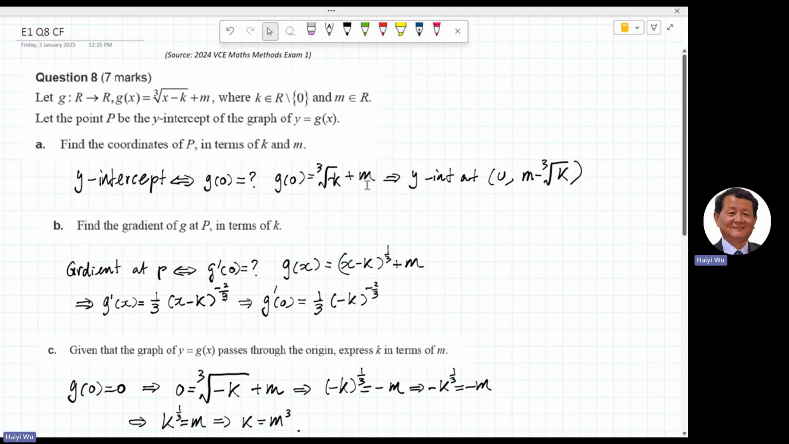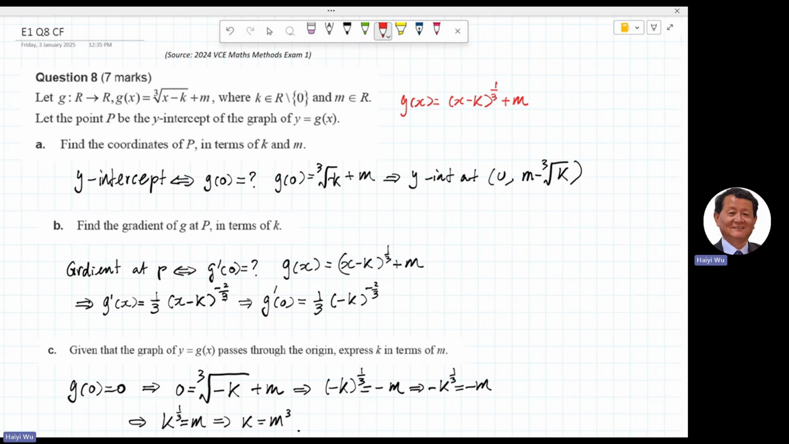All right, we're going to start working on this question. So we've got a function g(x), which is a cubic function. Here I can write down the function into this format: y equal to, I'm going to use the red pen, g(x) can be written as m minus the cubic root of (x minus k). Remember, always turn to an index, so it can be easily differentiated.